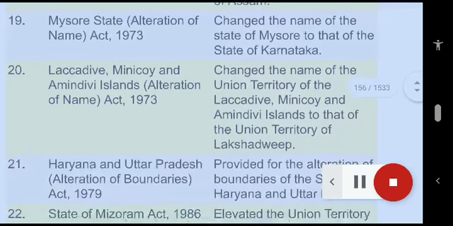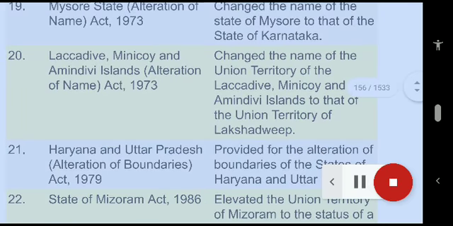19. Mysore State Alteration of Name Act 1973 changed the name of the State of Mysore to that of the State of Karnataka. 20. Laccadive, Minicoy and Amindivi Islands Alteration of Name Act 1973 changed the name of the Union Territory of the Laccadive, Minicoy and Amindivi Islands to that of the Union Territory of Lakshadweep.